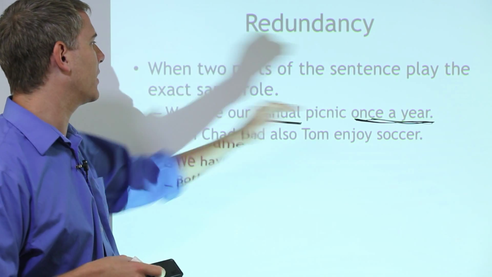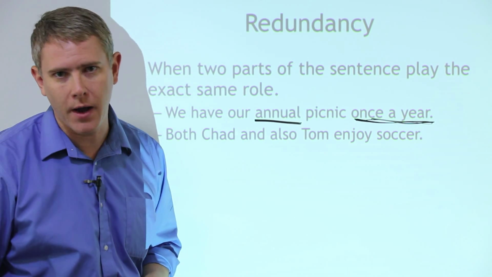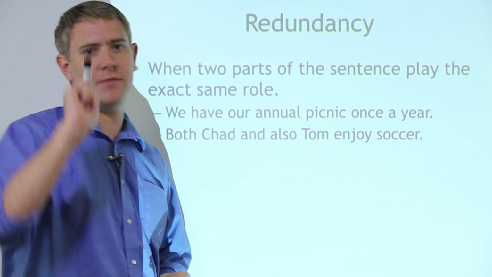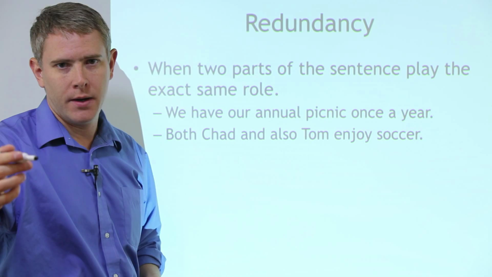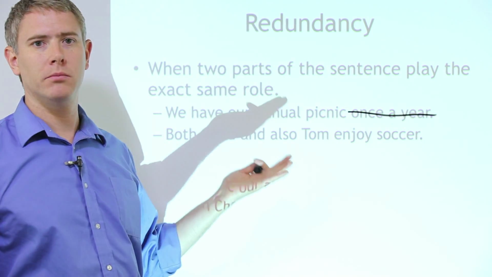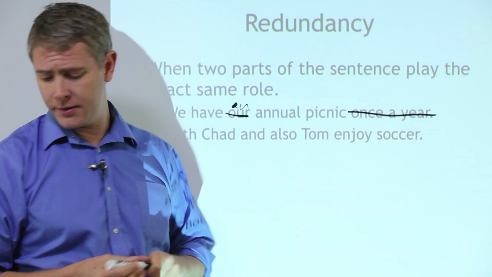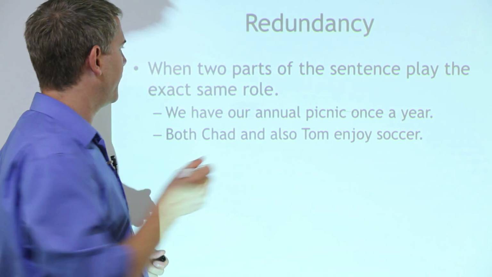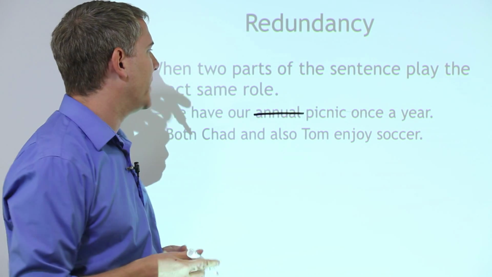You could say we have our picnic once a year, or we have an annual picnic. Both would be totally fine. So for questions where redundancy is being tested, most of the time, either one will work, but you have to pick one. You can't use both. So this would be okay. Sure, we can get rid of once a year. Maybe we would change this to an. That's one way to fix this. Or, alternatively, we could leave in the once a year and just get rid of annual. We have our picnic once a year.